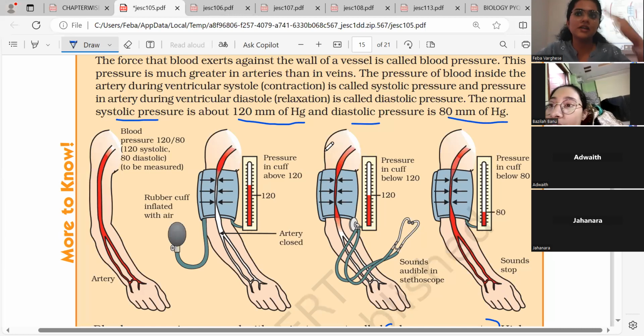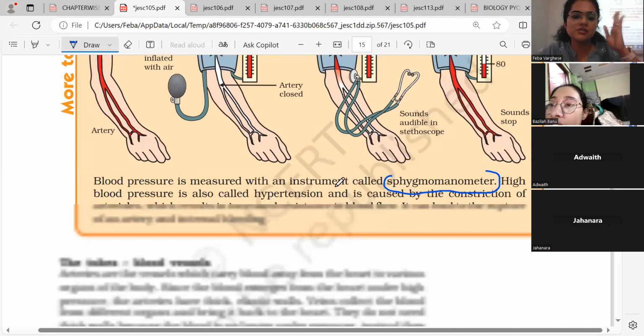Remember this: the systolic and diastolic blood pressure of a normal individual is 120 by 80. You say it like that only. 120 by 80, systolic and diastolic blood pressure. Remember that. And the instrument used is the sphygmomanometer.